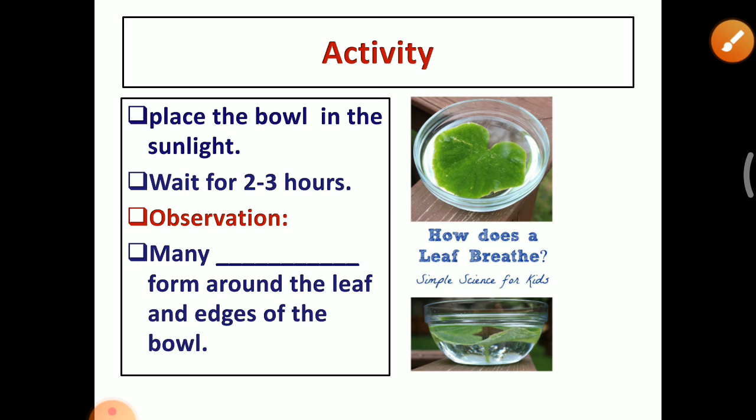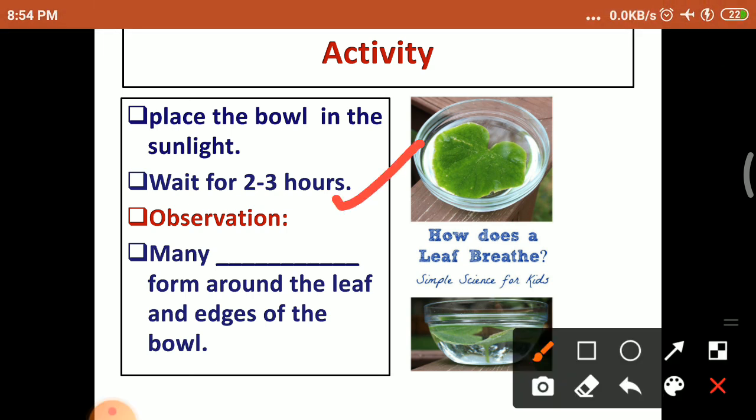And place the bowl in the sunlight. Then keep the bowl in the sunlight and wait for 2 or 3 hours. Then you have to observe what forms around the leaf and the edges of the bowl. You have to answer this. Observe what forms around the leaf and the edges of the bowl. You have to do it and write the answer.